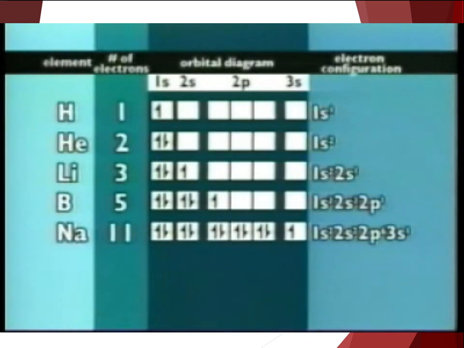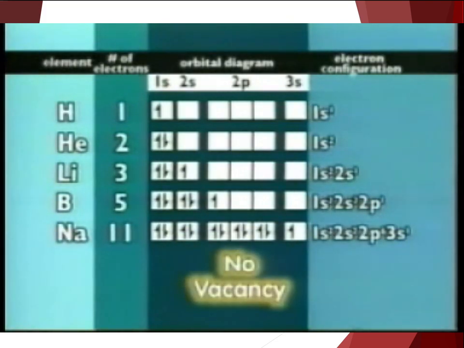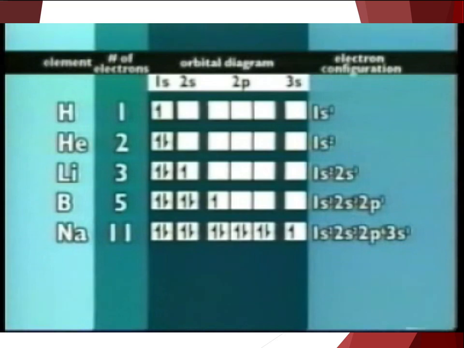Next, jump down to sodium with its 11 electrons. Sodium fills the 1s, 2s, and 2p orbitals and sends its 11th electron to the 3s orbital because the 2p orbital is full. Sodium's notation is pretty lengthy since it uses a lot of orbitals. It's 1s2, 2s2, 2p6, 3s1.